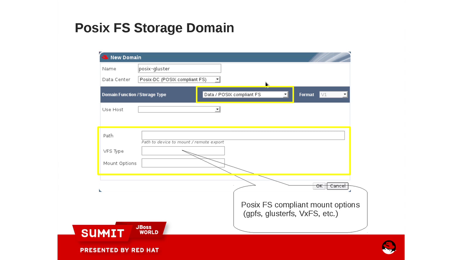Till now we had iSCSI, Fiber Channel, NFS, and local storage. Now we support any POSIX compliant file system, so you can create a storage domain on top of GPFS, GlusterFS, VxFS, or other POSIX compliant file systems, and use them to store virtual machines.